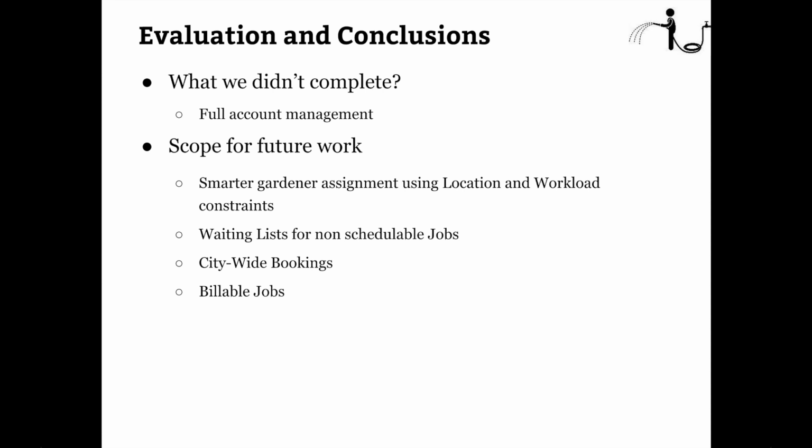In terms of expanding the project, we think this system could be further improved with smarter gardener assignments that take into consideration the location and workload constraints of a gardener. Additionally, jobs that could not be scheduled at the point of request could be put to a waiting list in case another job gets cancelled. Bookings could also be extended to the city itself rather than be limited to UCL, in which case jobs would also be billable by the system.